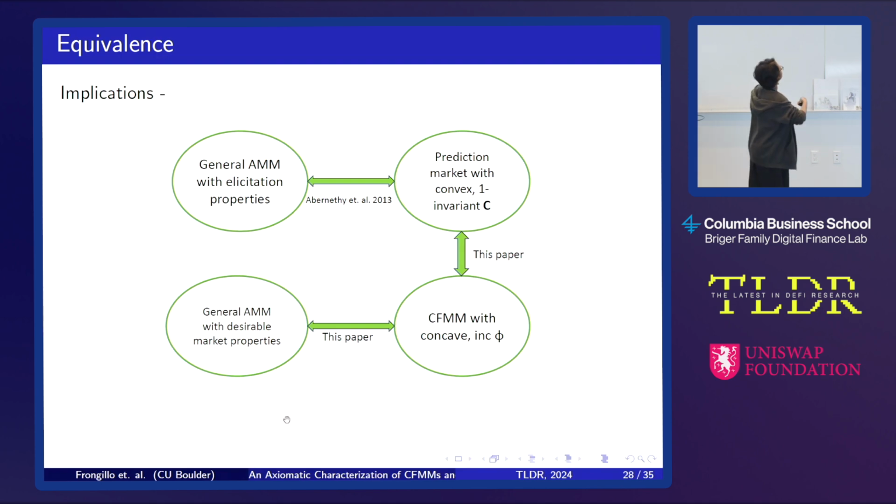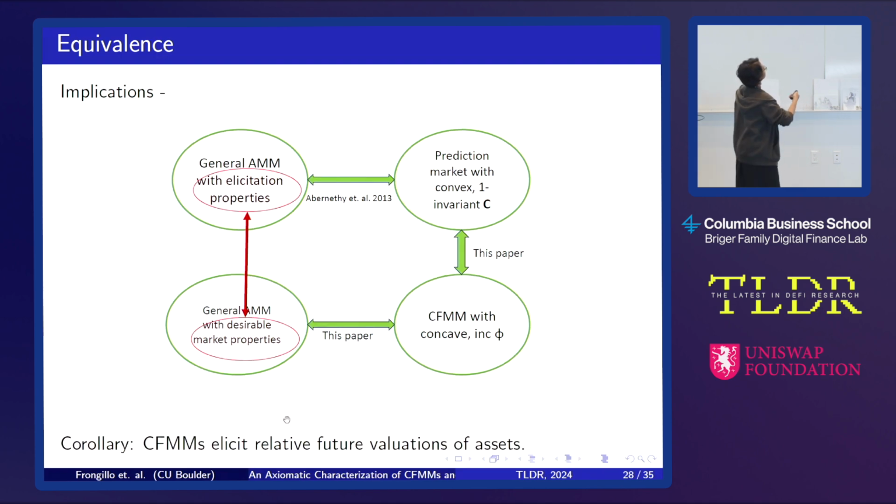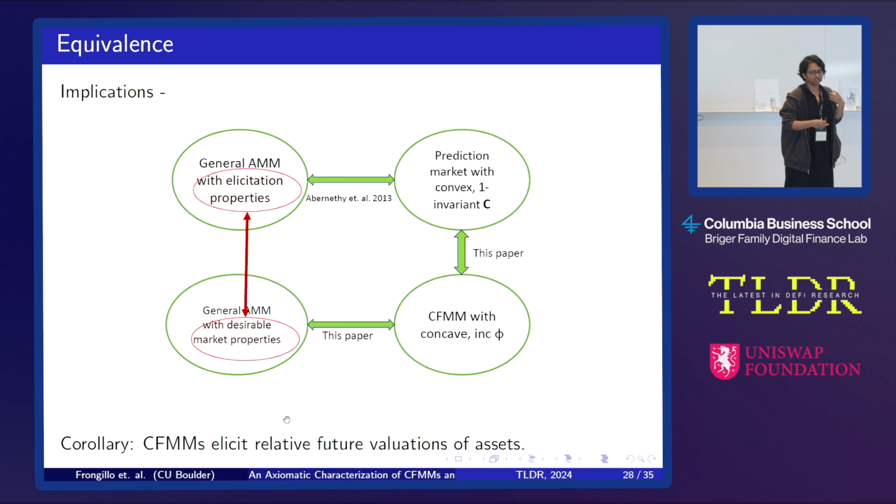So that has to take us back to this connection between these two. It illustrates how the elicitation properties in a market are tightly correlated to the desirable market making properties. So CFMMs can be thought of as eliciting something. And what they are eliciting is the relative future valuations of assets.